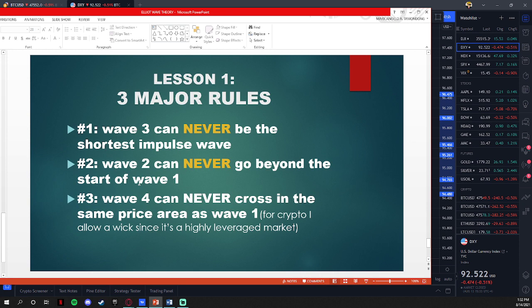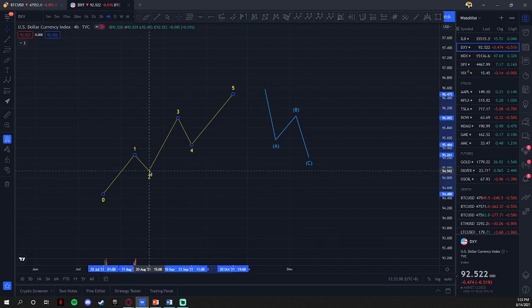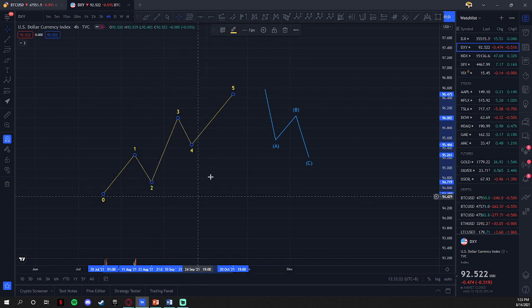Okay, rule number 2. Wave 2 can never go beyond the start of wave 1. Okay, so as I showed you earlier, here wave 2 can never go beyond the start of wave 1, so this will not be a valid count, and you would have to recount, or you are into a correction. Okay, you have to recount or redo your count. So that's rule number 2.